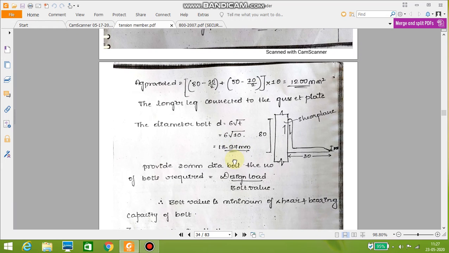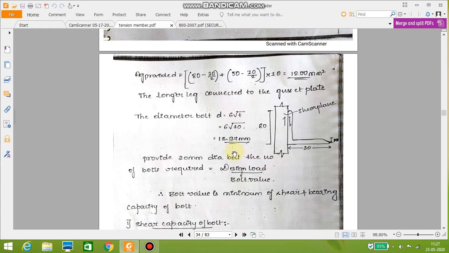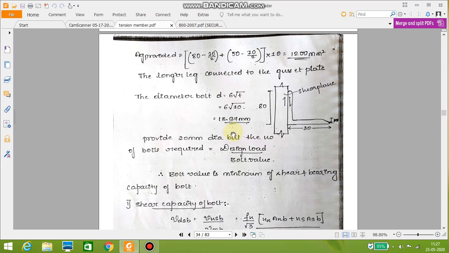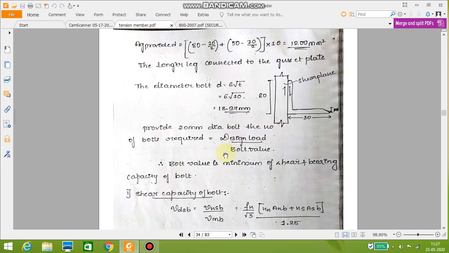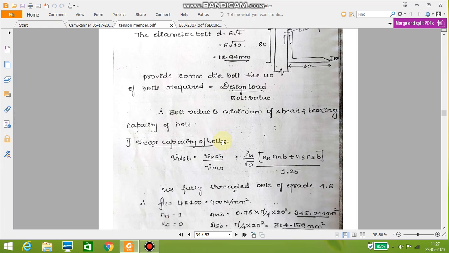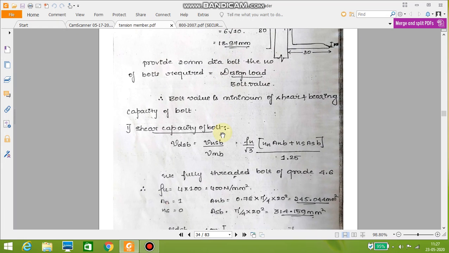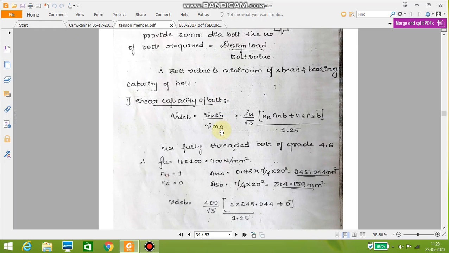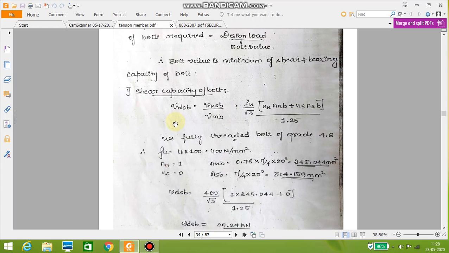The diameter of the bolt is calculated by the Unwin formula, d equal to 6 into root t. So 6 into root of 10, it is 18.97. Let us assume the diameter of the bolt equal to 20 mm. So number of bolts required equals design load divided by bolt value. The bolt value is the minimum of the design strength due to shear and design strength due to bearing capacity of the bolt. So design capacity of the bolt VDSB equal to VNSB by gamma mb.